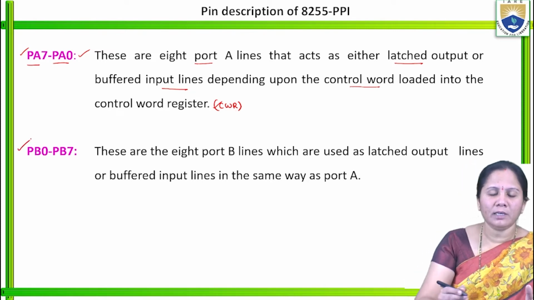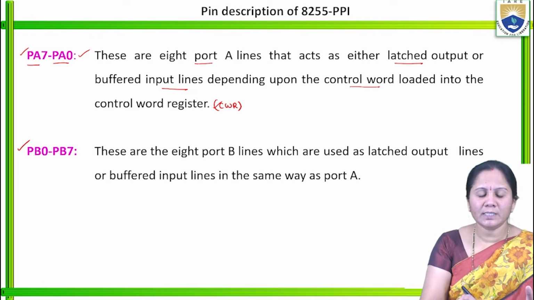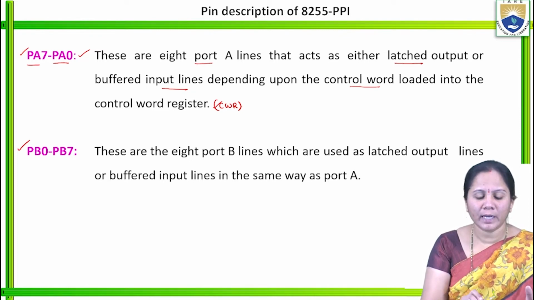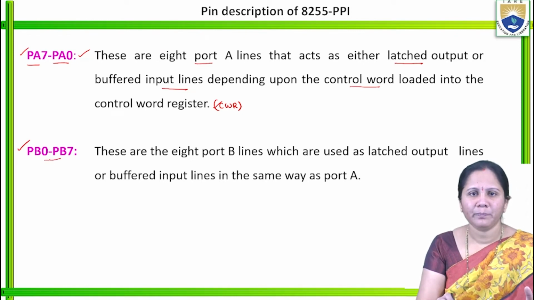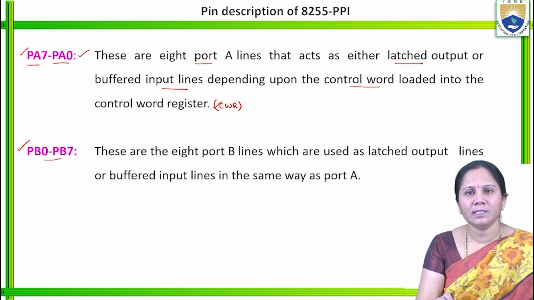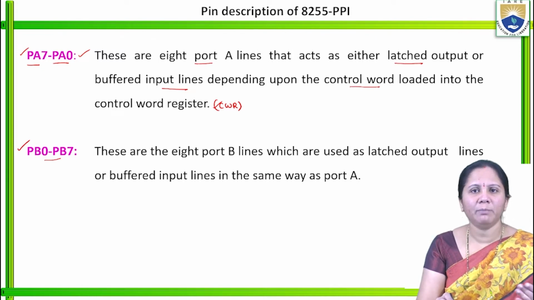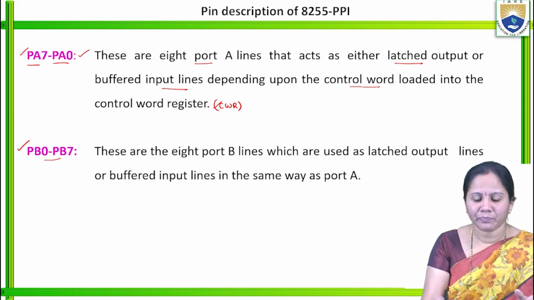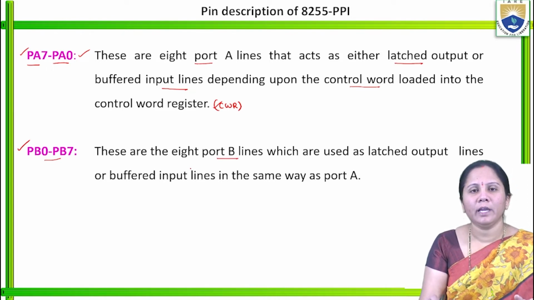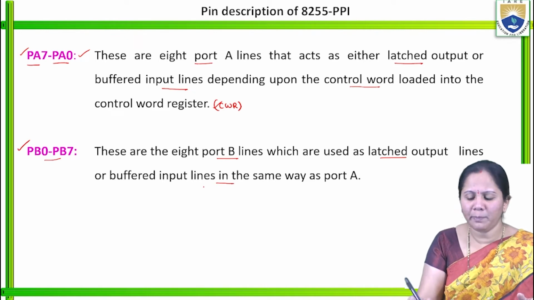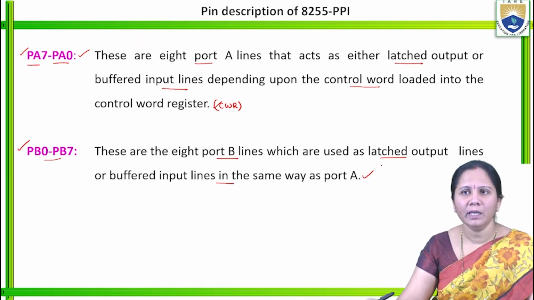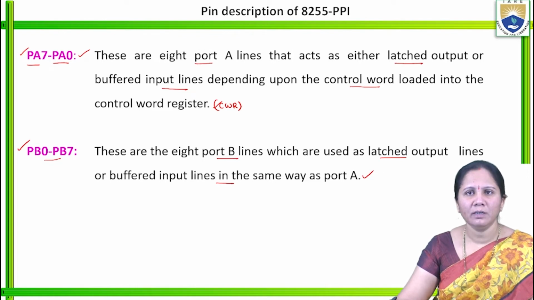The next port is port B. It is also a bidirectional port. It consists of 8 bits, that is PB0 to PB7. It also acts as latched output and buffered input lines. This is the 8-bit port, used as latch output lines and buffered input lines. The operation will be the same as port A. That means depending on the control word register, this port will operate.